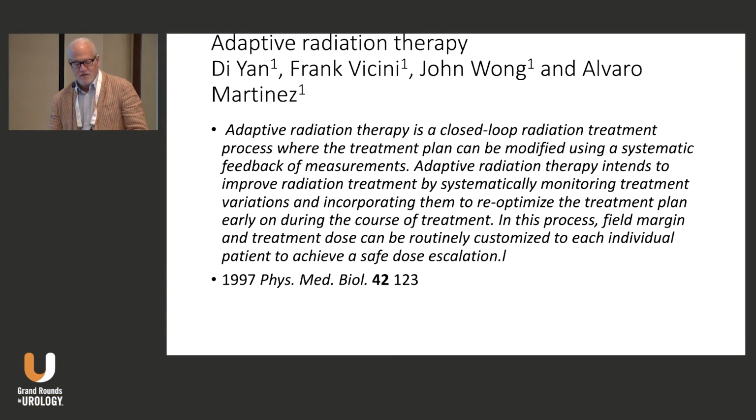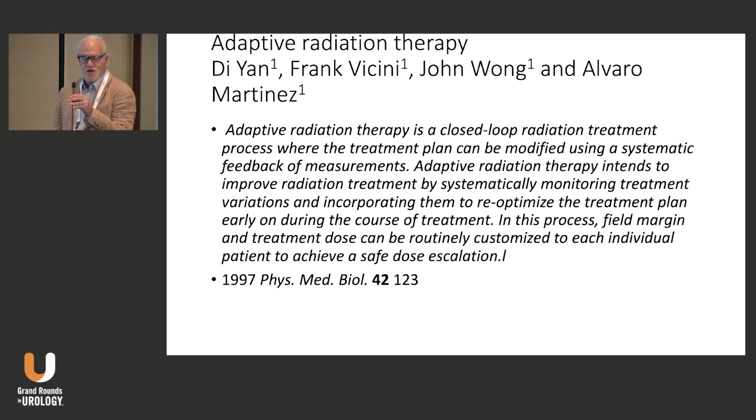So, if you go back in the literature, what you can find is the first mention of adaptive radiation therapy and what it means, all the way back to 1997. And this is by Alvaro Martinez's group and a physicist, Yan. And I'd just like to read it because I think it really summarizes everything I'm going to say in the next 20 minutes. Adaptive radiation therapy is a closed loop radiation treatment process where the treatment plan can be modified using a systemic feedback of measurements.